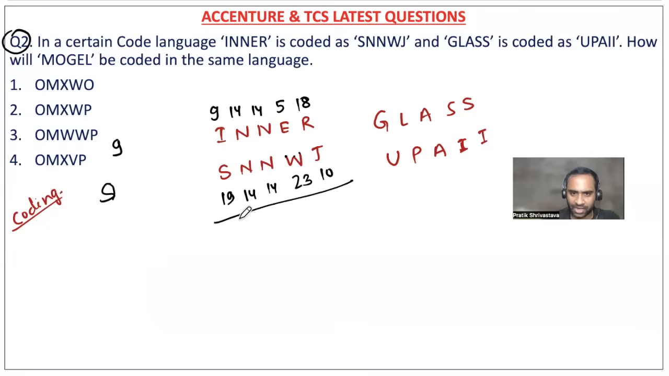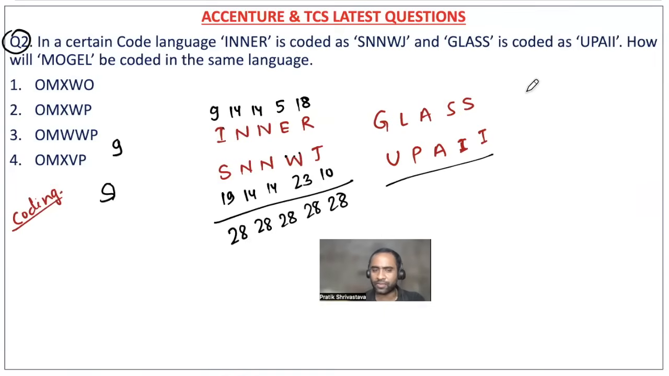Now friends, you will see that the sum is nothing but 28. 9 plus 19 is 28. 14 plus 14 is 28. 14 plus 14 is 28. 28 and 28. I'm not going to calculate for this; you have to find out the code for model. Let us see if it is model or mogul; maybe there is some mistake in the question. M is 13, O is 15, D is 4, E is 5, L is 12. We will calculate this later.